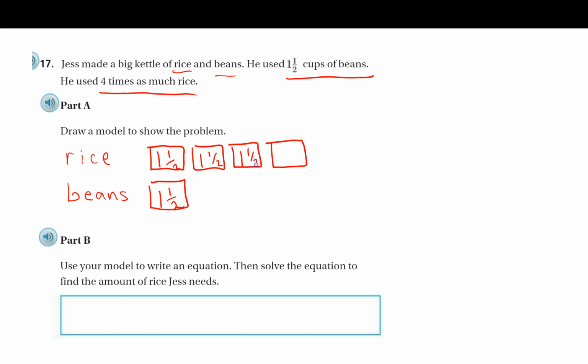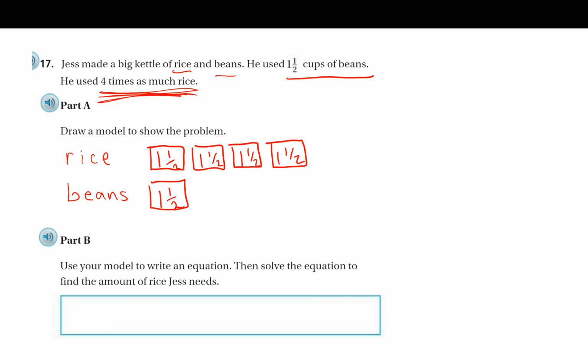One and a half, all the way across. So we have the beans represented by 1.5 cups, and we have the rice represented by 4 times the amount of beans. Okay, and that's all we have to do for part A. We're not actually doing any math yet.